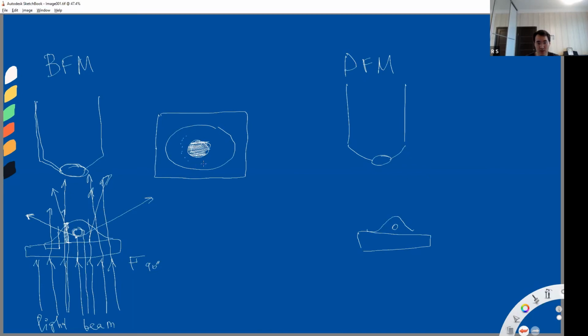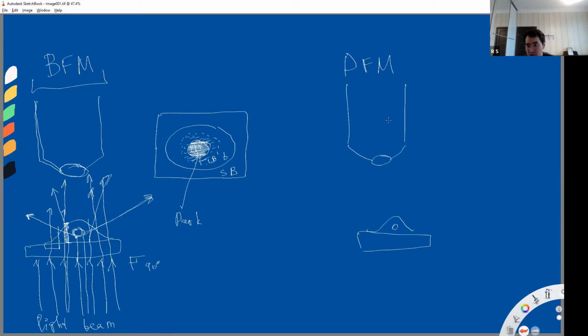Since this part is bending a little, this will be darker than this part. So this is super bright, this is bright, this is a little bright, and this is dark. And this is the bright field microscopy. Everything goes in a parallel way, and we lose the scattered light.